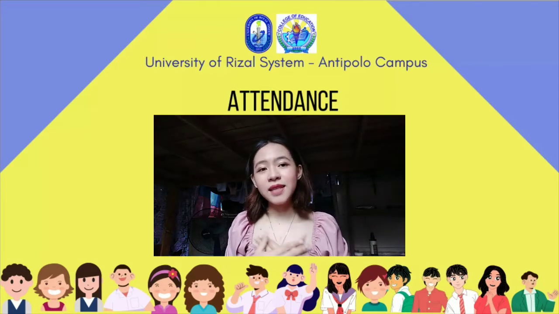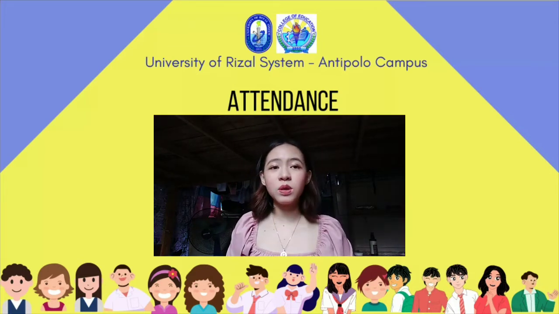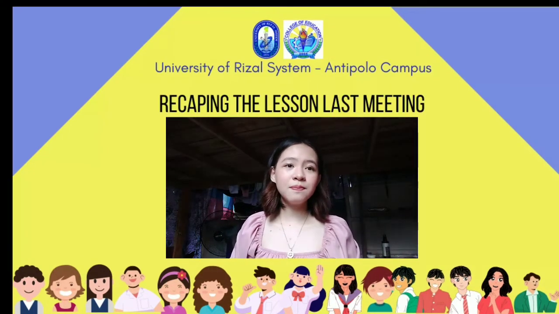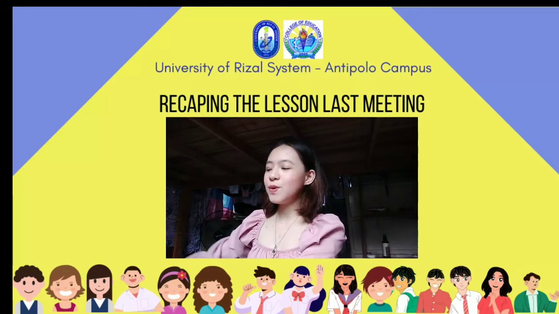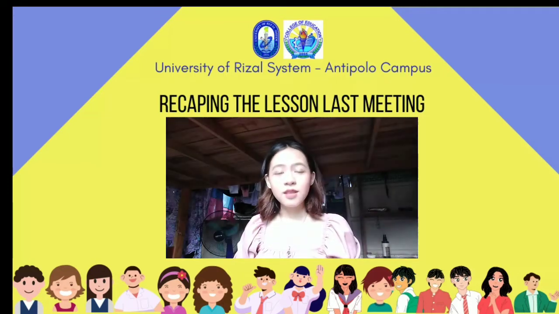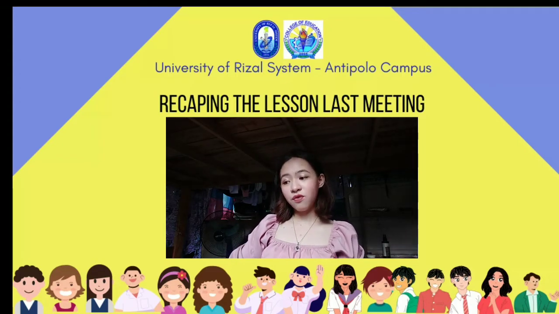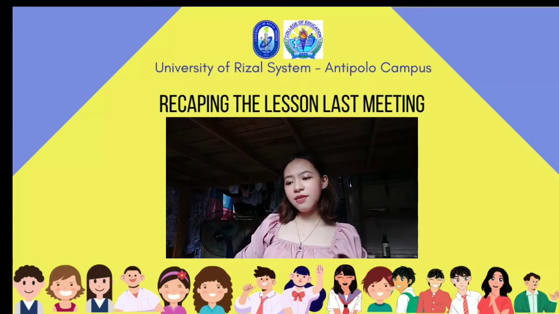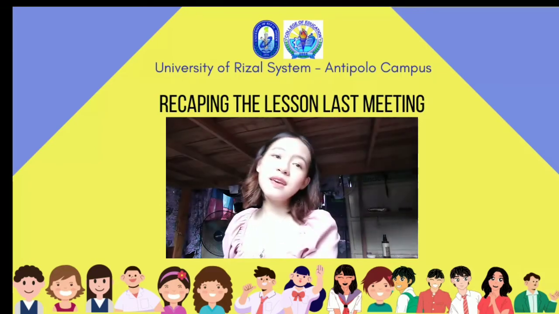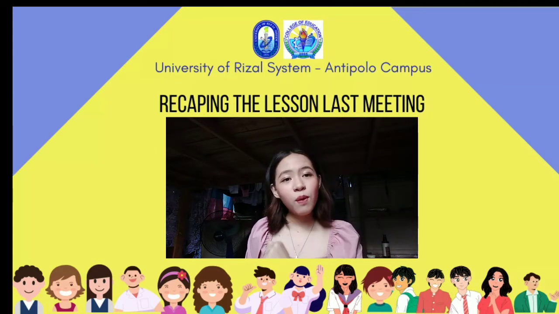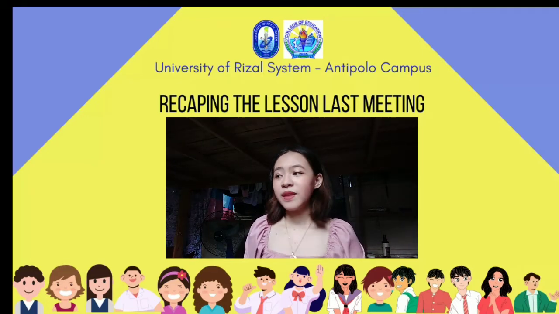So now, since we are done with our daily routine, let us have a short recap about what we tackled last meeting. Can anyone recall the last discussion? Thank you so much for answering. The last topic that we discussed yesterday is about polygons. Polygons are plane figures formed by 3 or more segments such that each segment intersects with exactly 2 others and no segments with a common endpoint are collinear.